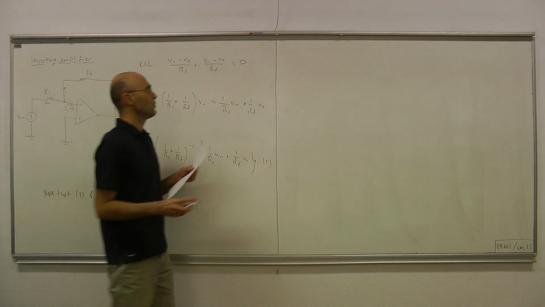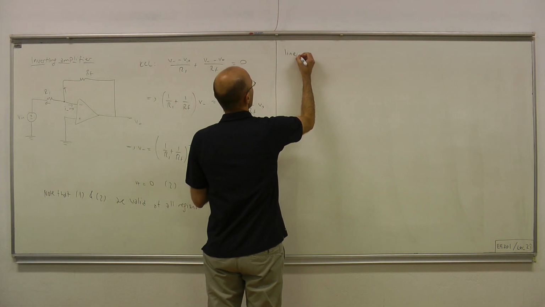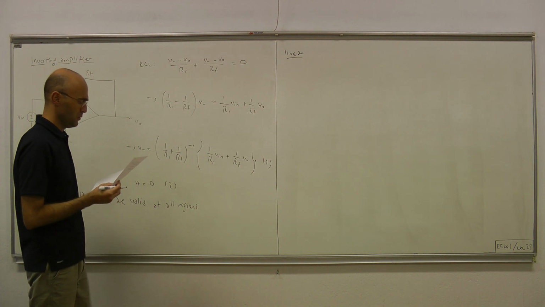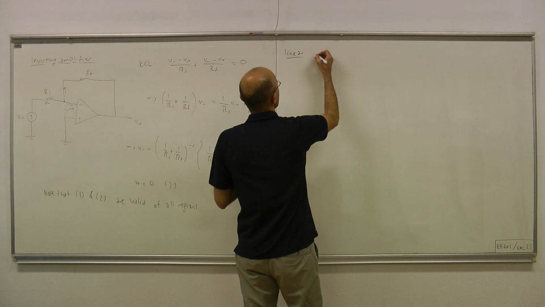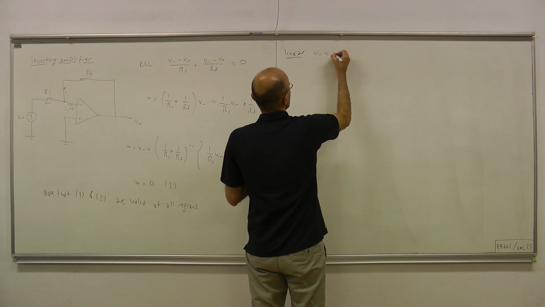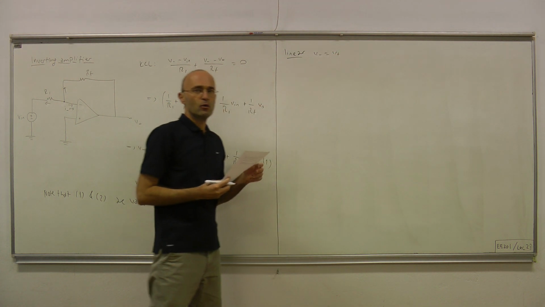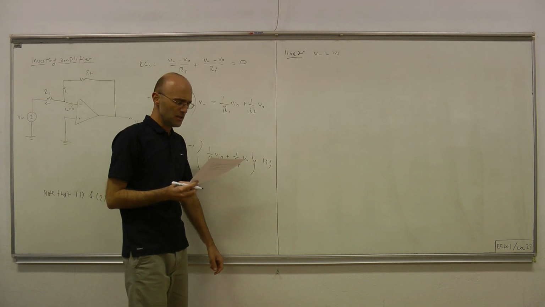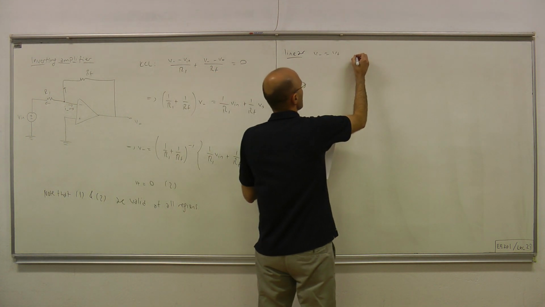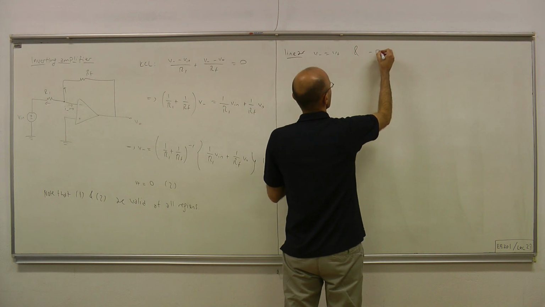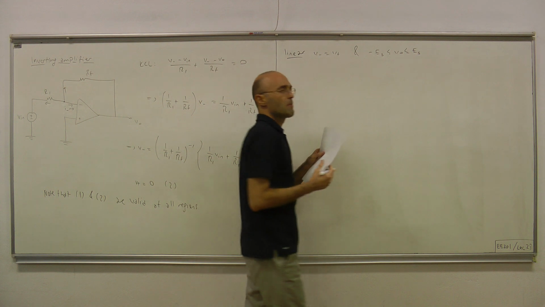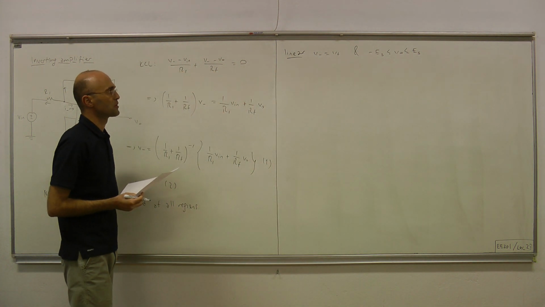Okay, so we're now ready to begin our region by region analysis. We start from the linear region, where V minus and V plus are equal, or the voltage difference between V plus and V minus is 0, and the output voltage is in between the negative and positive saturation voltages. Okay.